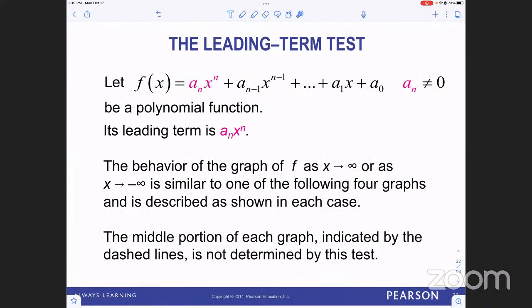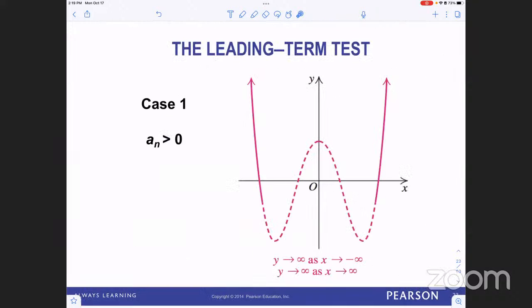So the leading term test is an extension of those 4 cases that we talked about a moment ago. Given a polynomial function where the leading coefficient is not 0, and the leading term is a sub n x to the n, then the behavior of the graph of f as x goes to positive infinity or negative infinity is similar to one of the 4 graphs and is described as shown in each case. The middle portion of each graph is indicated by dashed lines. It is not determined by this test, right? So this test doesn't tell us anything about the middle, but it does give us some insight into the long-term behavior, right? And so case 1, where the leading coefficient is positive and n is even.